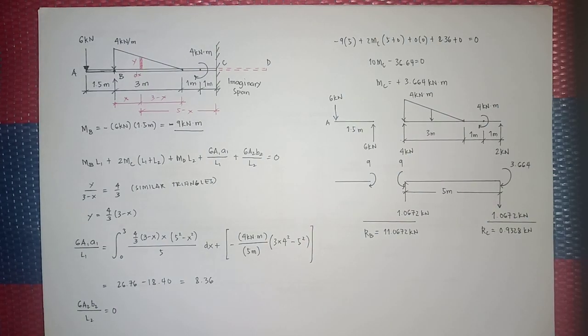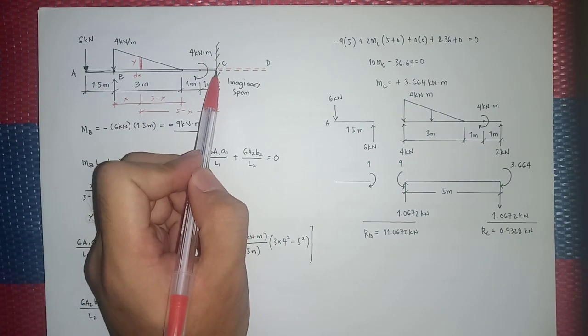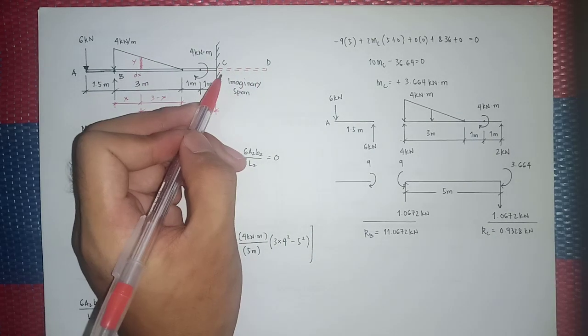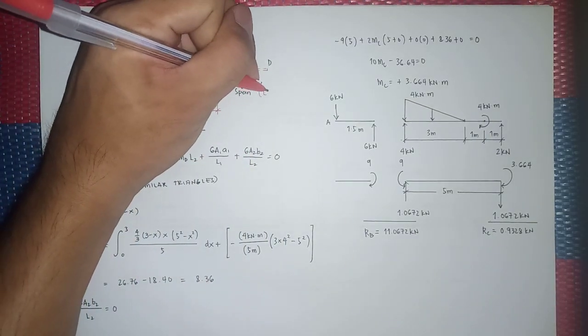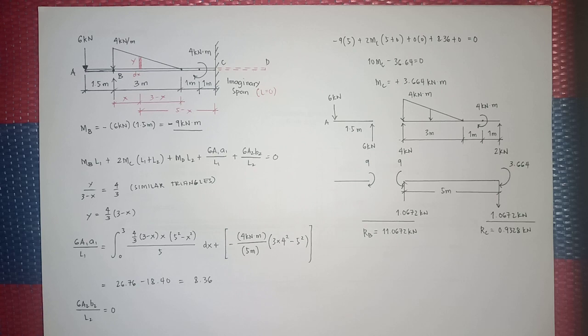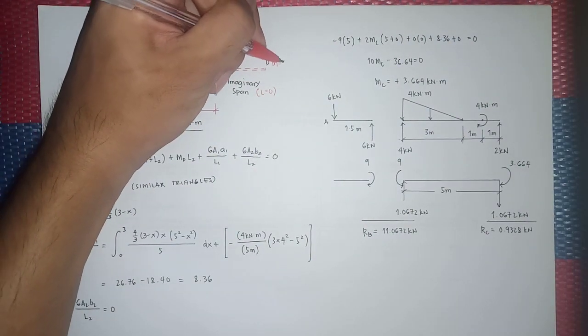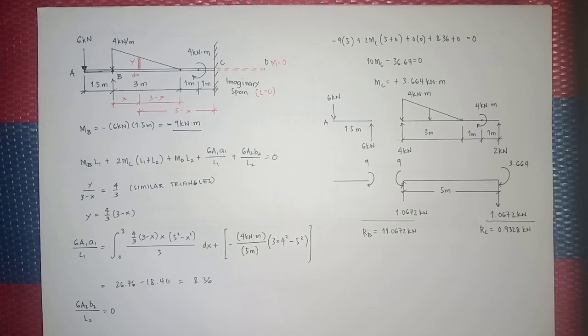Maliwanag po ba yun? Okay, so, ang technique dito, guys, is mag-drawing ka ng imaginary span dito. Okay, when say imaginary span, yung length niyan 0. And also yung moment dito, syempre 0 dahil nga imaginary lang naman 'yon, guys, no?